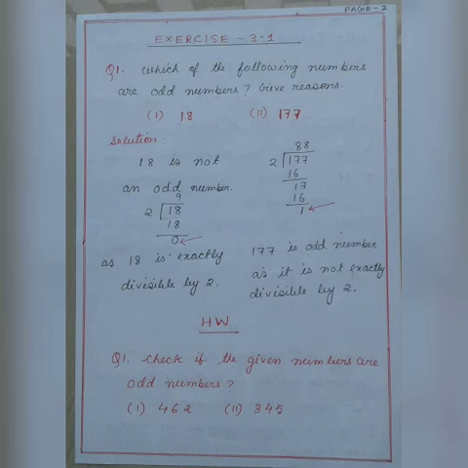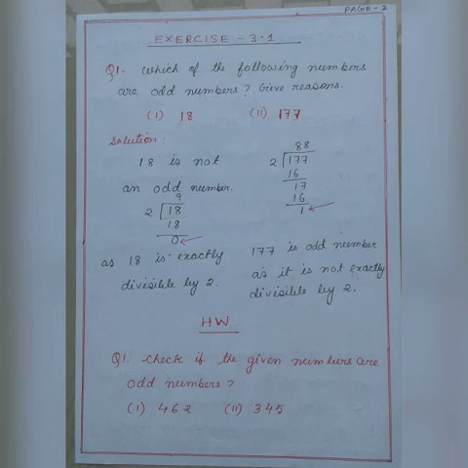Question number 1. Which of the following numbers are odd numbers? Give reasons. Number 1 is 18. Number 2 I have taken 177. Solution. 18 is not an odd number. Why? Because 18 is exactly divisible by 2. That means if we divide 18 by 2, there is no remainder.